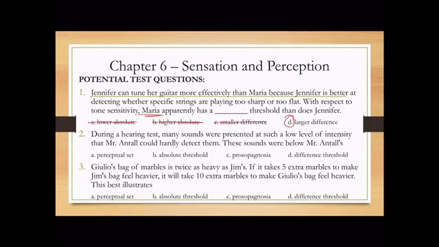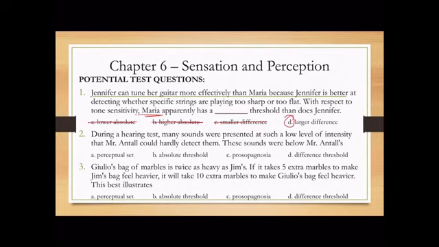Jennifer is able to just hear the tiniest difference in a sharp or flat note. So she has a small difference threshold, a low difference threshold. It doesn't take much change for her to realize that there's something wrong with the note. But Maria, it does take more change, a larger difference threshold.